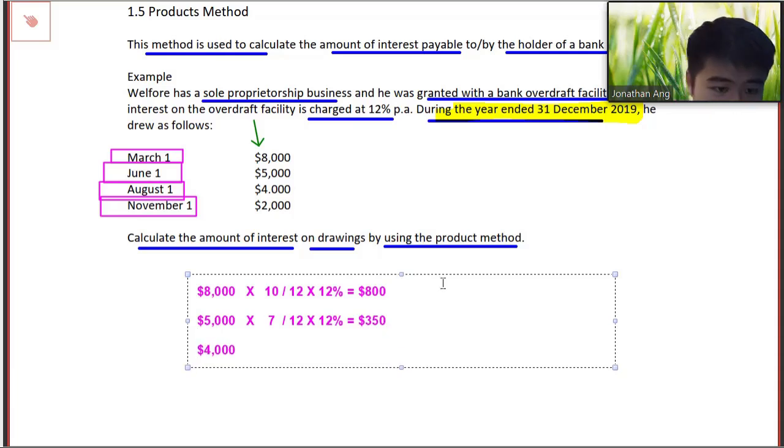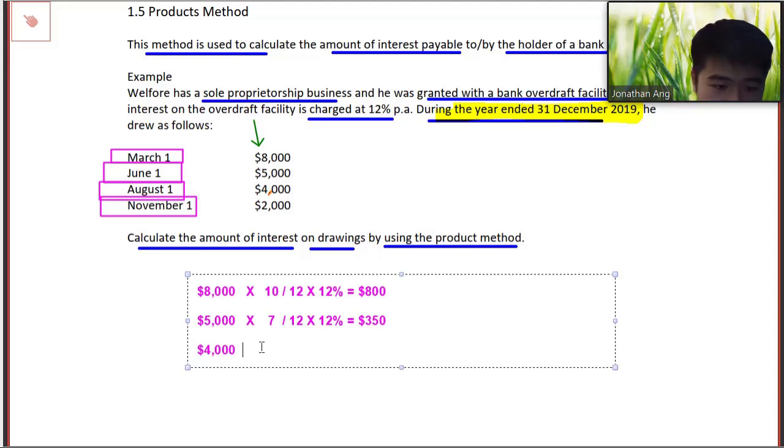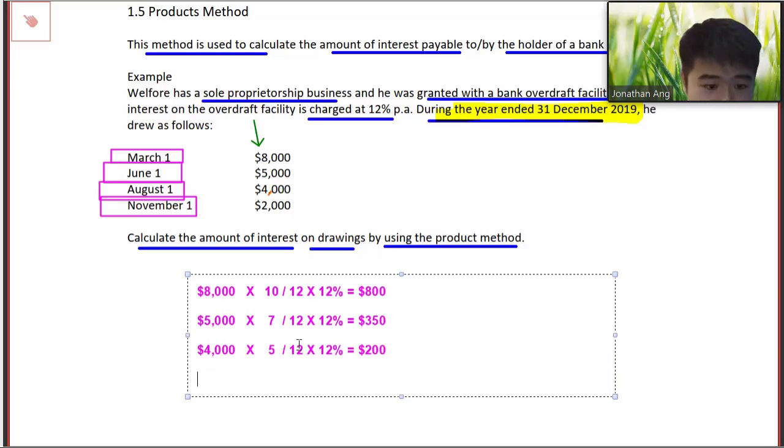The $4,000, sorry again, this is supposed to be 4,000. So 4,000 multiplied by how many months? 1st of August you use it. August, September, October, November, December, a total of 5 months. I get $200. You just need to press the calculator. And the last one you use 2,000 and in November you only borrow. So very simple. You only use it for 2 months. Multiply by 12%, I will get $40.